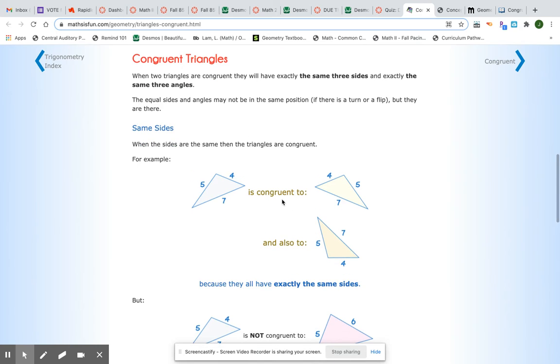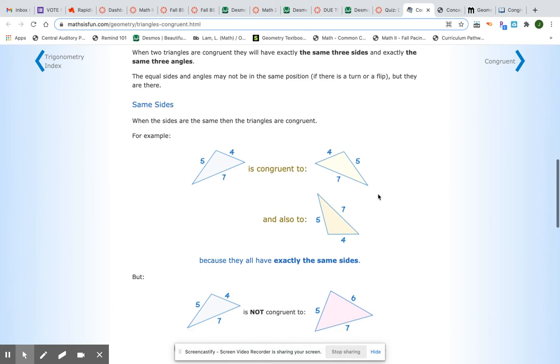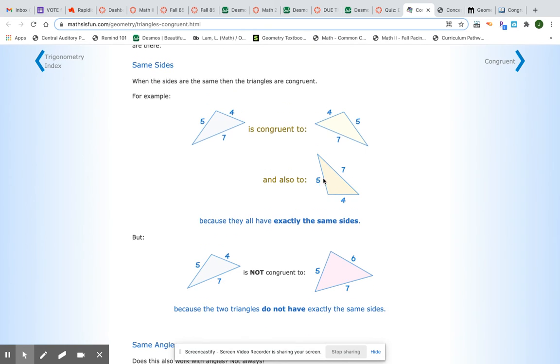All right, here's a triangle. Right here, you can identify side 4 and side 4. This one is 5 and 5, 7 and 7. So just by the side measures alone, you can see that these two triangles are in fact congruent. And even though it's flipped in the opposite direction, this is still the same sides.